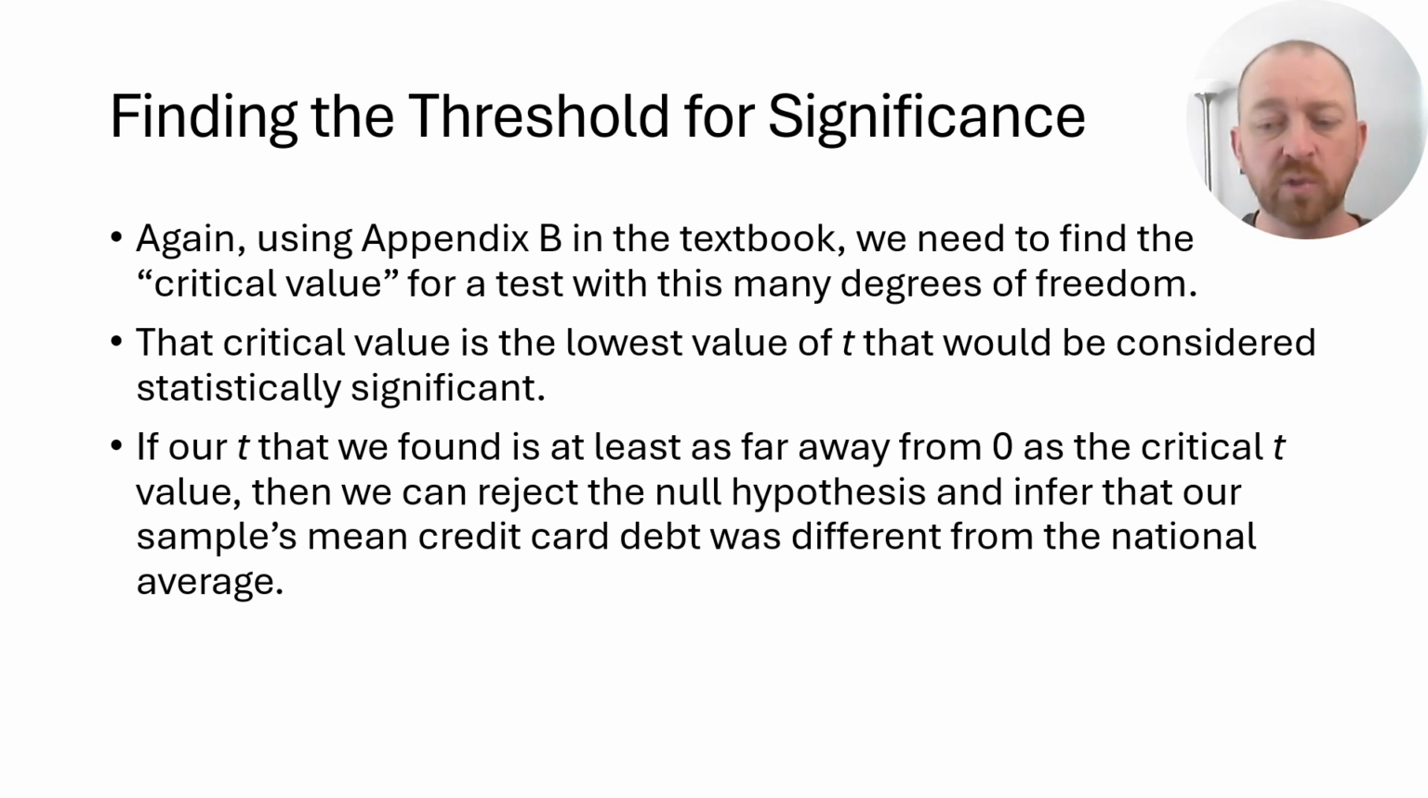Once again, we need to go to Appendix B in my textbook. If you don't have my textbook, that's okay. You can just Google this. You can search on the internet for a t-distribution table, for example, is a good search term. And there are all sorts of ones out there that you can check out. They're mostly similar. Shouldn't be too different from what I'm about to show you.